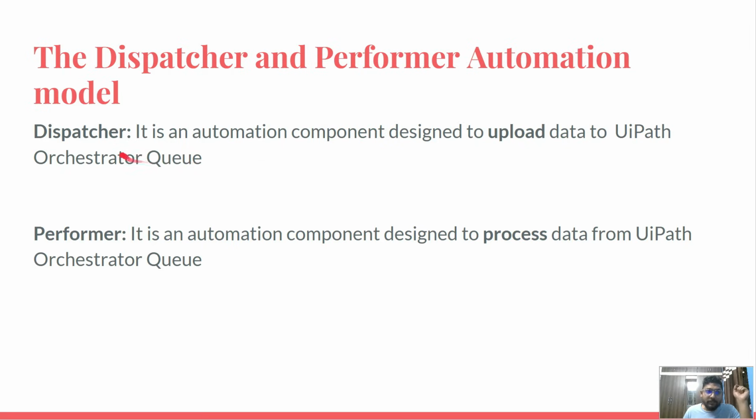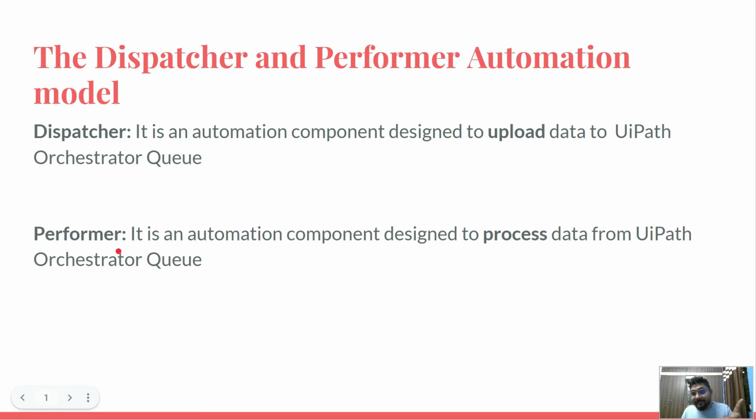The next thing that we should be aware of is the dispatcher and performer automation model. So what is dispatcher? We are going to learn during this exercise. Don't worry, right now you have to know these two terms. Dispatcher means it is an automation component designed to upload data to the UiPath Orchestrator queue. Important part is it will upload the data to the UiPath Orchestrator queue. It is called dispatcher.